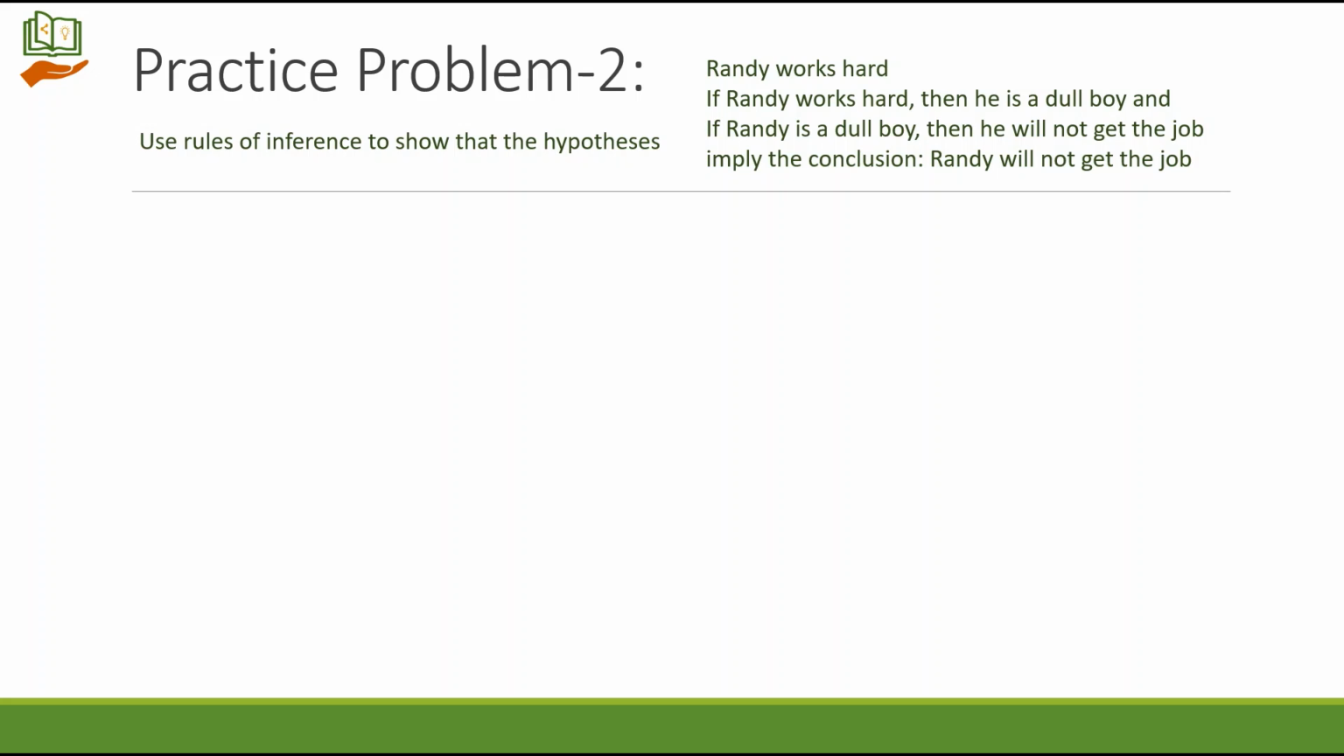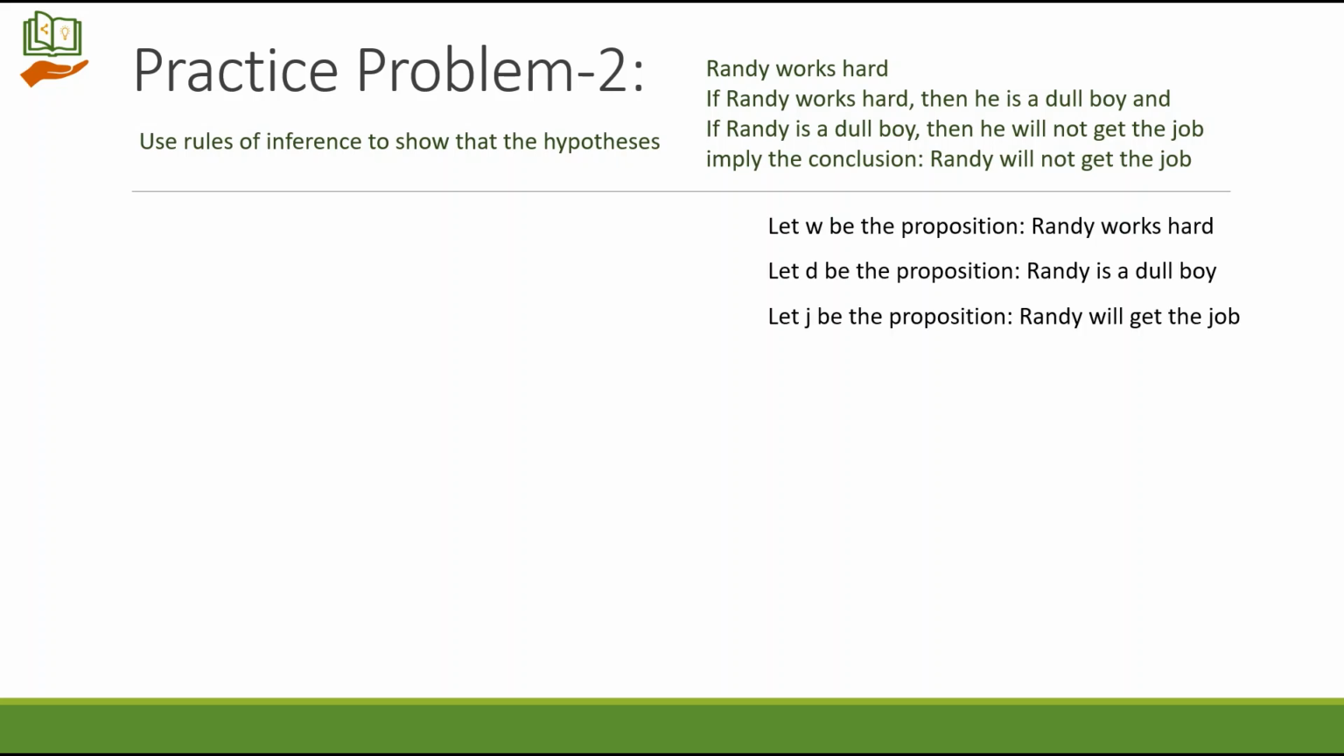Next problem. Use rules of inference to show that the hypotheses: Randy works hard. If Randy works hard, then he is a dull boy. And if Randy is a dull boy, then he will not get the job. Imply the conclusion, Randy will not get the job. Let W be the proposition, Randy works hard. Let D be the proposition, Randy is a dull boy. Let J be the proposition, Randy will get the job.